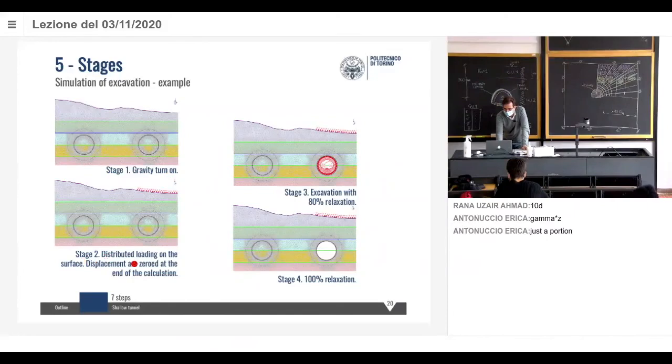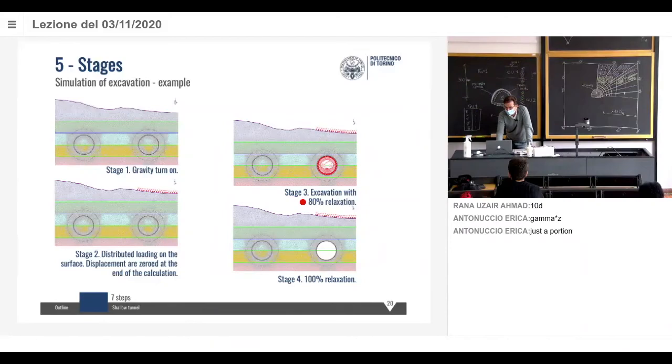Step number 2, distributed loading on the surface. Just to simulate that there is a highway here, there are trucks and cars going, so there is a bit of distributed load. Displacements are zeroed at the end of the calculation. So in this specific case, we deleted displacement after stage 2 because also the displacements due to the traffic load need to be deleted. Not only that of the gravity, because also the traffic load, we can consider as a pre-existing load. So it's something that happens before we go there to excavate the tunnel. So that's why we delete the displacement. We only use that to assess the initial state of stress.